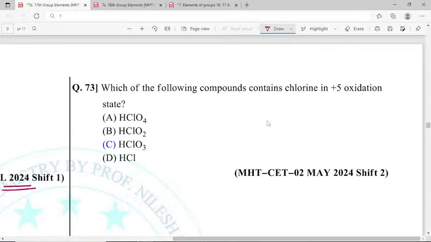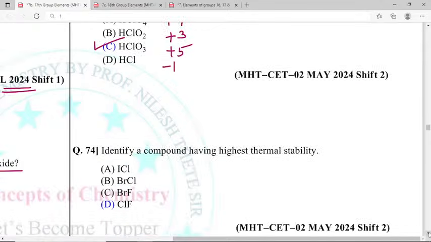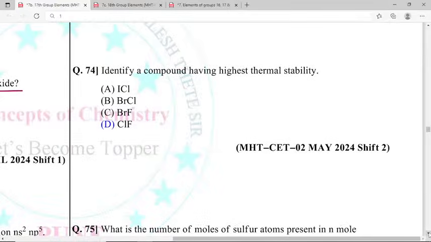Which of the following compounds contains chlorine in the +5 oxidation state? ClO3 here is +7, here it is +3, here it is +5, and here it is -1. Oxidation state +5: chlorous acid, perchloric acid, hypochlorous acid, chloric acid. Get it? And this last one is hydrogen chloride.